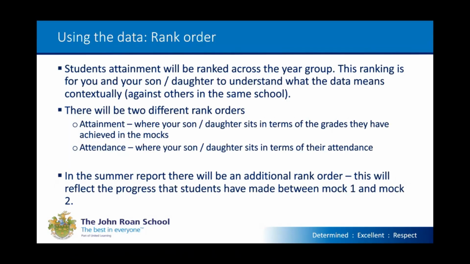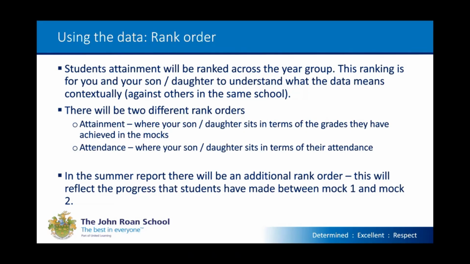We're also going to use the data differently this year in terms of rank order. Now, when we talk about rank order, it's really important that you understand the two key rank orders that you're going to receive after this round of mock exams. You will receive an academic rank. Now, the academic rank or the attainment rank tells you where your son or daughter sits within the context of our year group. Now, we do this really importantly because GCSE results are done in a very, very similar way.